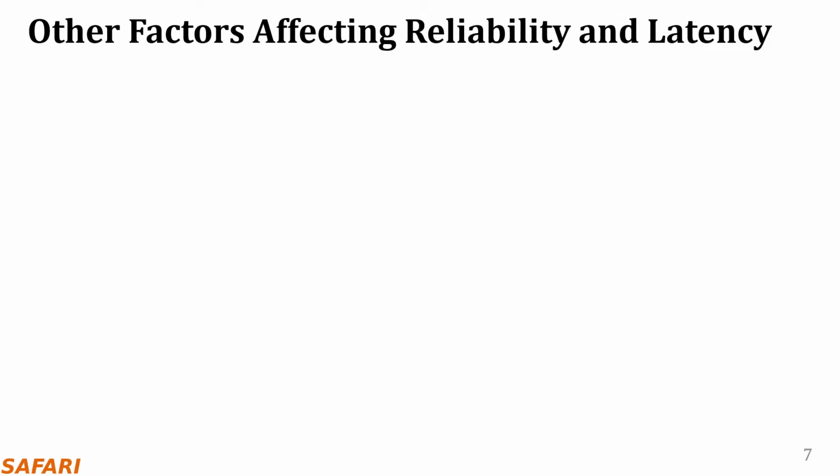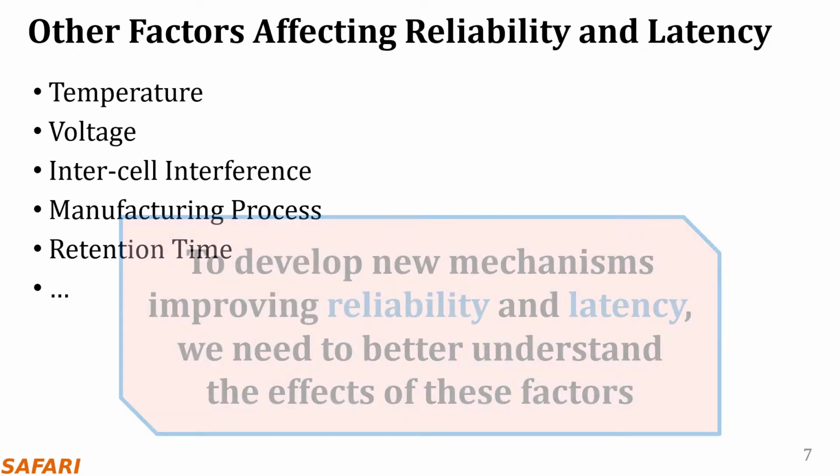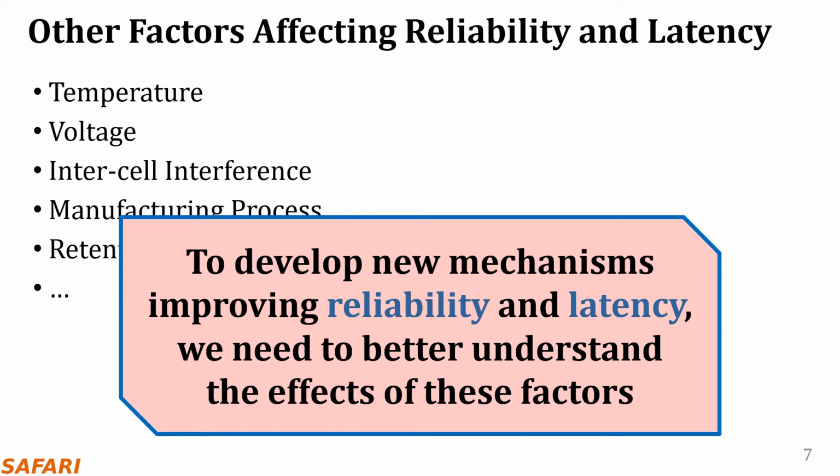There are also other factors affecting DRAM reliability and latency, such as temperature, voltage, inter-cell interference, manufacturing process variation, retention time, and more. You can learn more about how these factors affect DRAM performance, reliability, and power consumption during this projects and seminars course. To design more reliable and faster DRAM, we need to better understand the effects of such factors.